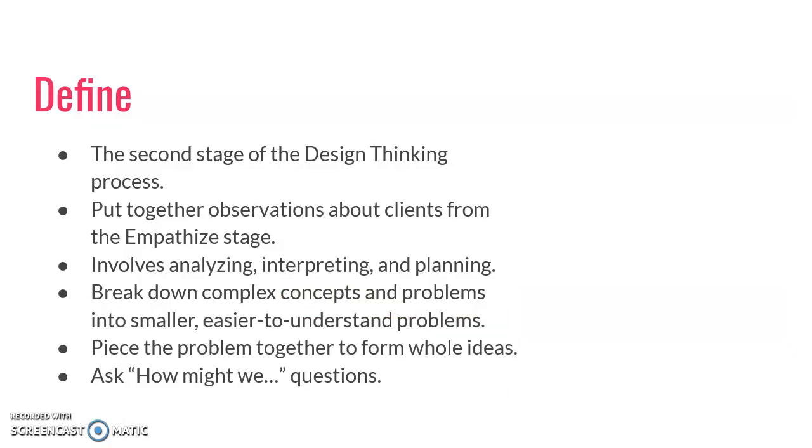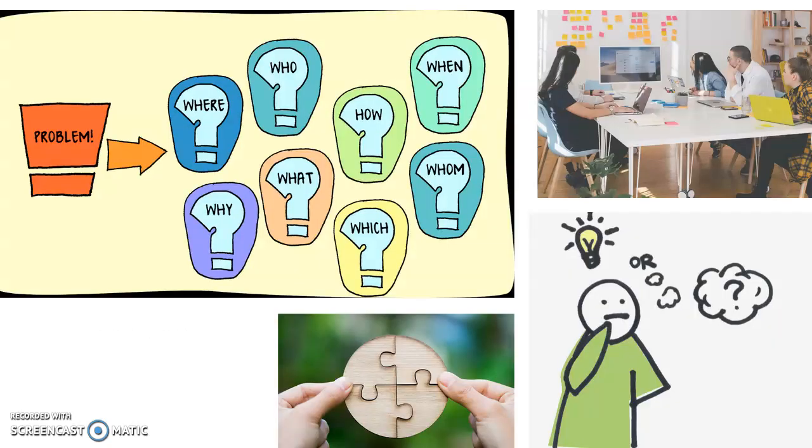The second stage of the design thinking process is defining. Defining puts together observations about clients from the empathize stage. It involves analyzing, interpreting, and planning. It breaks down complex concepts and problems into smaller, easier to understand problems. It pieces the problems together to form a whole idea. To define well, you ask how might we questions. And here's some examples of defining.